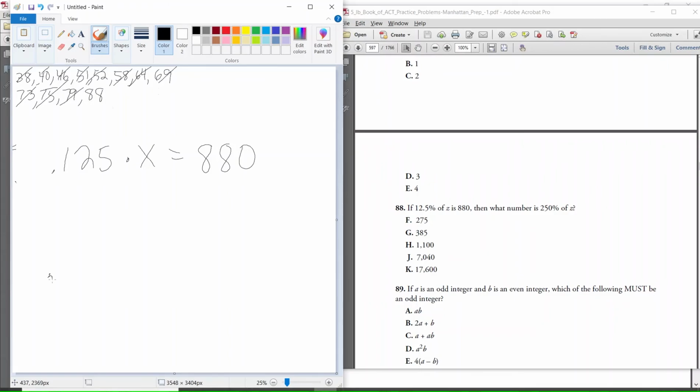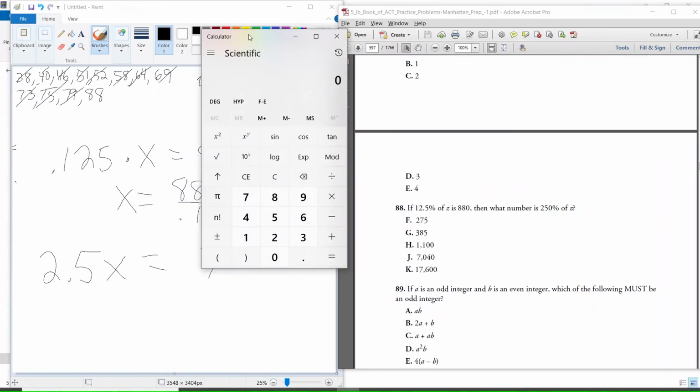So once we find x, we can do 250 is not 0.25. 250 is 2.5x. Go ahead and do it. Do 250 divided by 100, because that's what a percent is. It's the number divided by 100. So a percent is a number divided by 100. So 250 divided by 100 is 2.5. So 2.5x is going to equal whatever our answer is. Okay? So we have to find x.